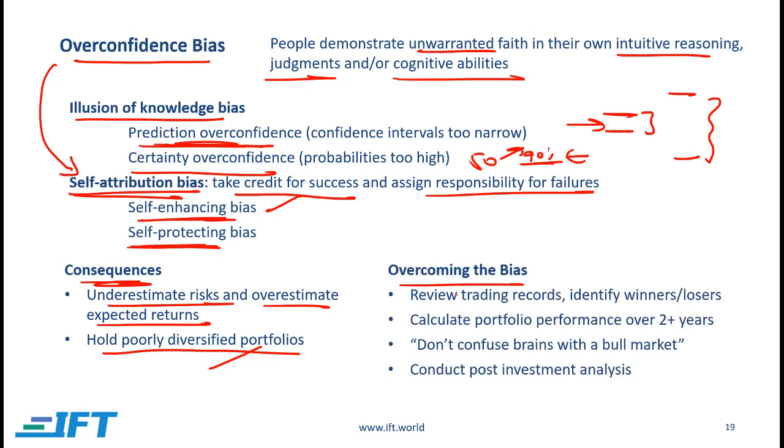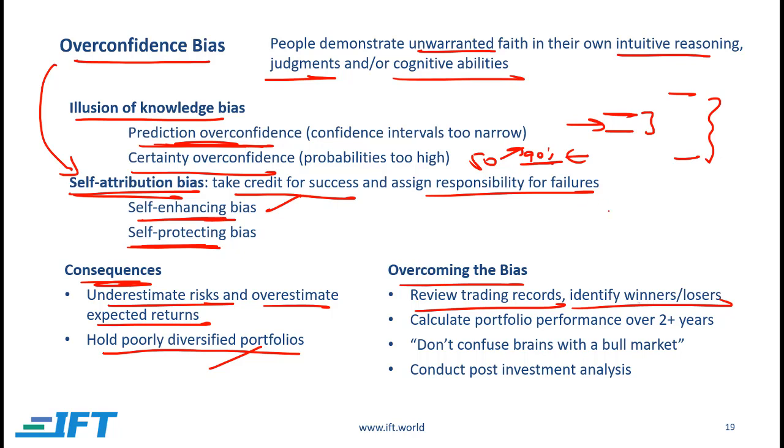How can we overcome the bias? One strategy is to review trading records, identify winners and losers. When you look at data, the stocks that you bought, how they performed, and if it was in line with your expectations. So you look at that. Keeping track of your performance history and performance record can help you overcome this overconfidence bias.